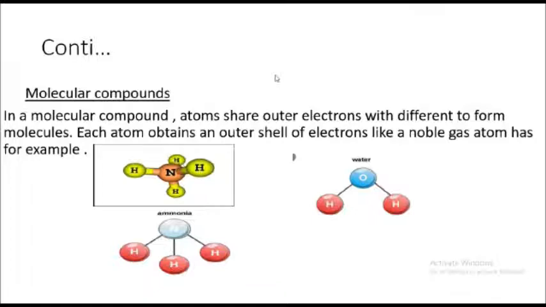So today we are going to look at molecular compounds. Simply, molecules can be divided into two main categories: molecular elements and molecular compounds. Molecular compounds are different from molecular elements. The main difference is the elements that they are composed of.